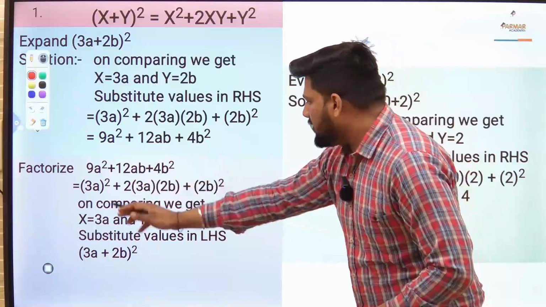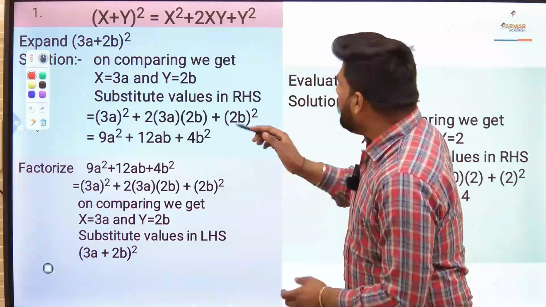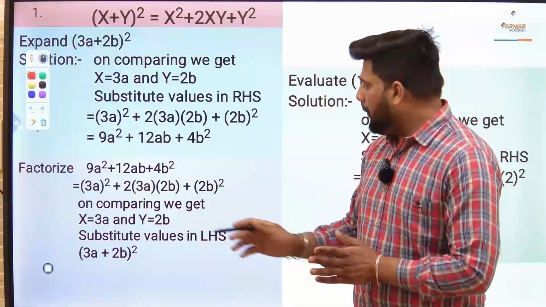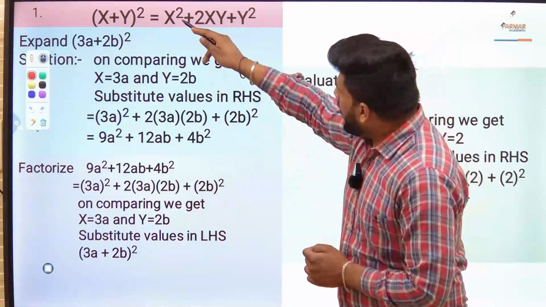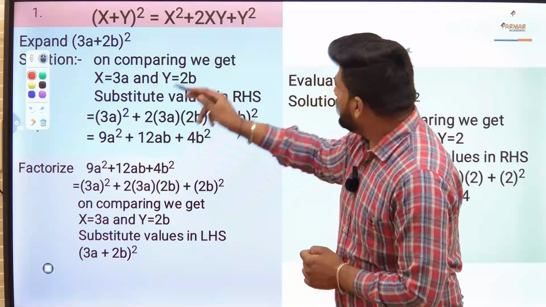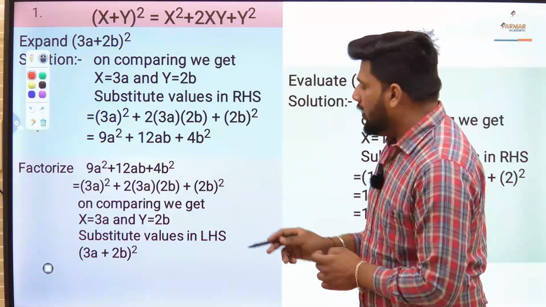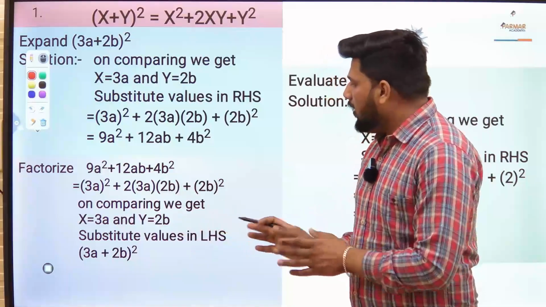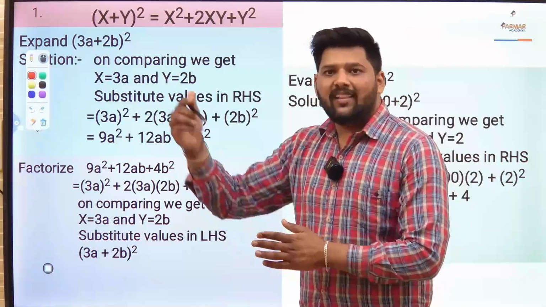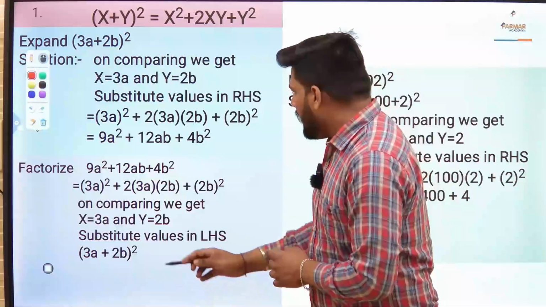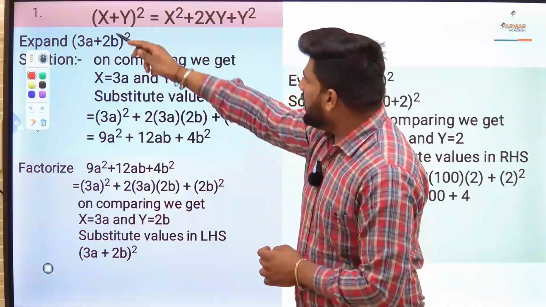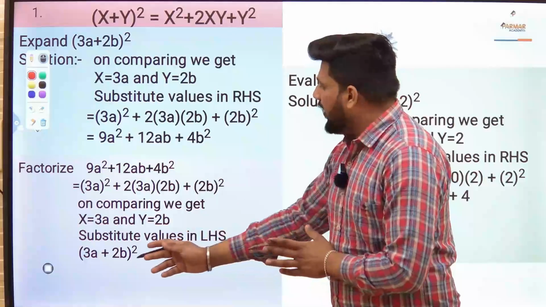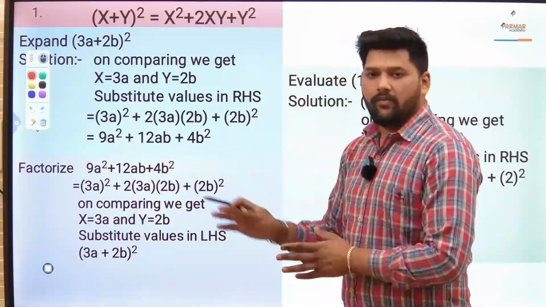Now on comparison, x is equal to 3a. Now compare this expression with the right hand side. X is replaced by 3a and y is replaced by 2b. Now we are having the values x as 3a and y as 2b. Now substitute these values in the left hand side. Now when I substitute these values here, I will get 3a plus 2b whole square. So this is the factorization form of this expanded form.